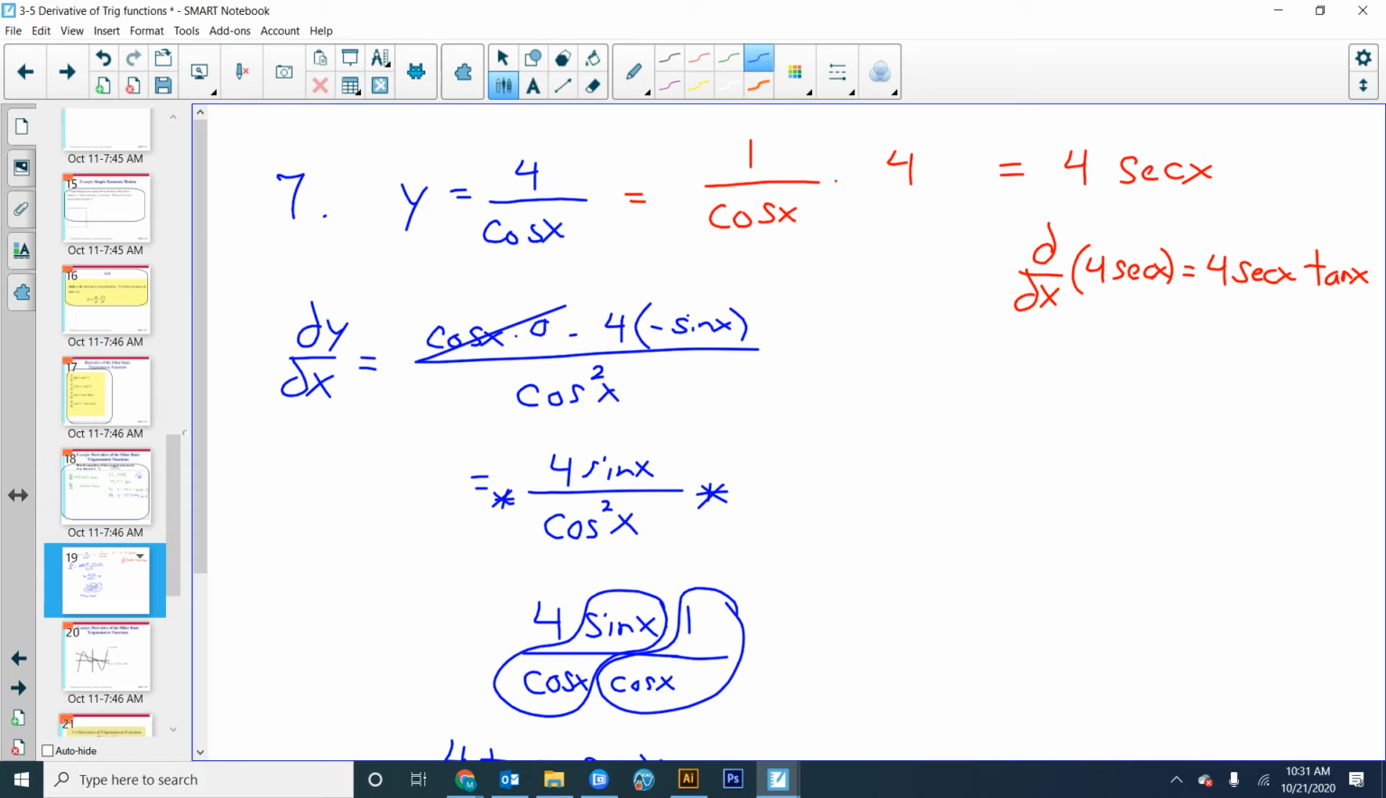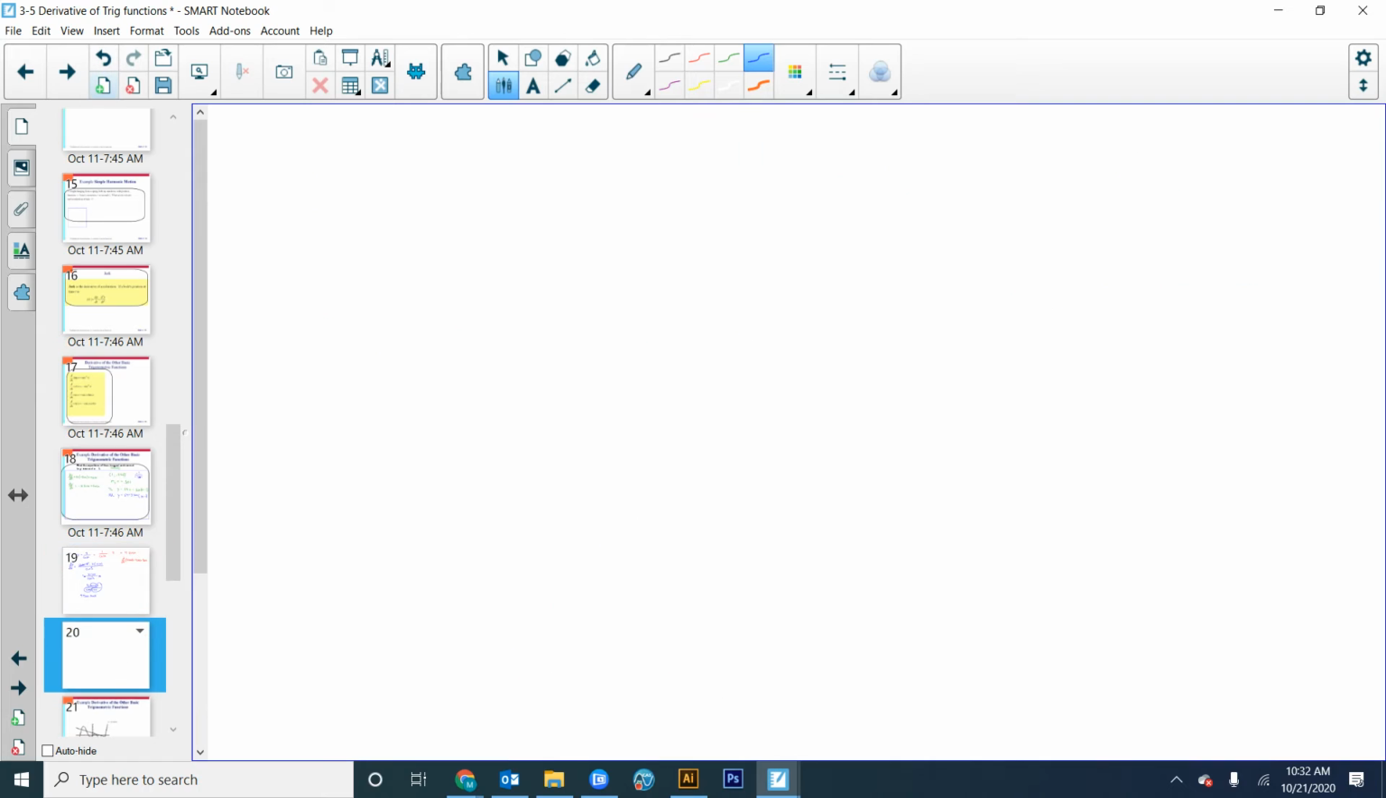All right, after 7, next question from the homework. 9. Like cotangent x over 1 plus cotangent x. By the way, it would be illegal to try to divide these.